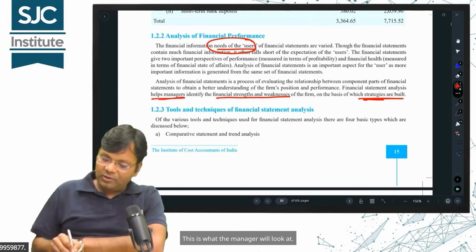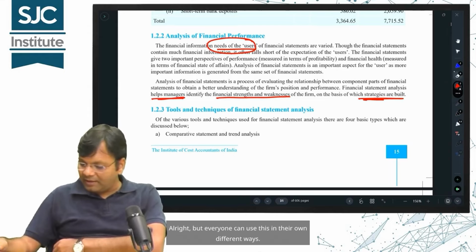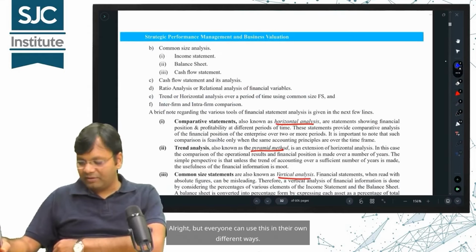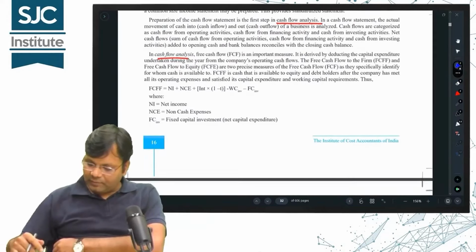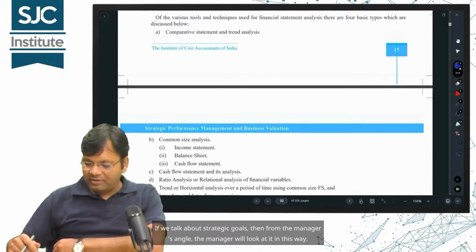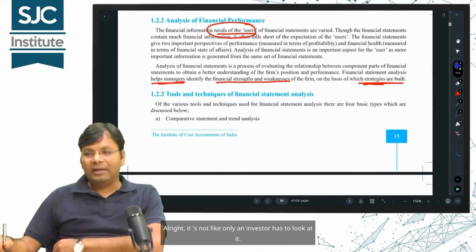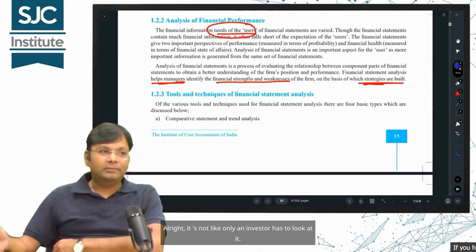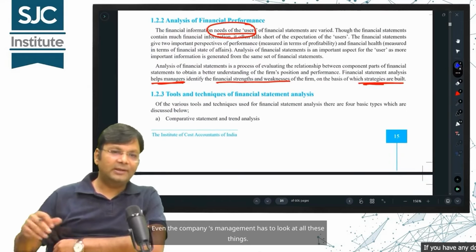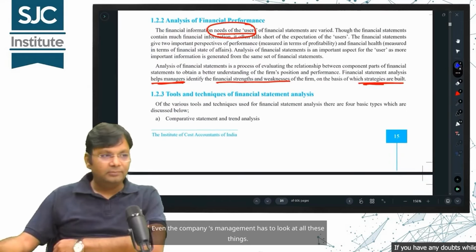This is what the manager will look at. Alright, but everyone can use this in their own different ways. If we talk about strategic goals, then from the manager's angle, the manager will look at it in this way. It's not like only an investor has to look at it. Even the company's management has to look at all these things.